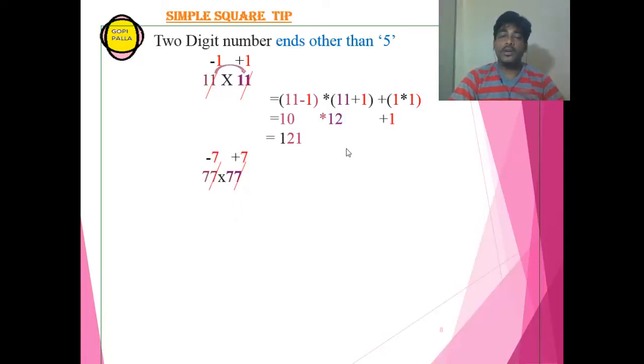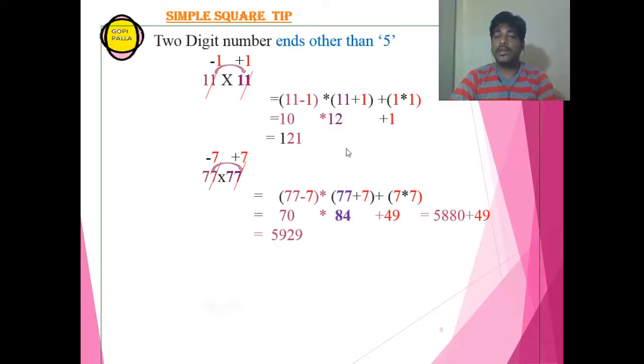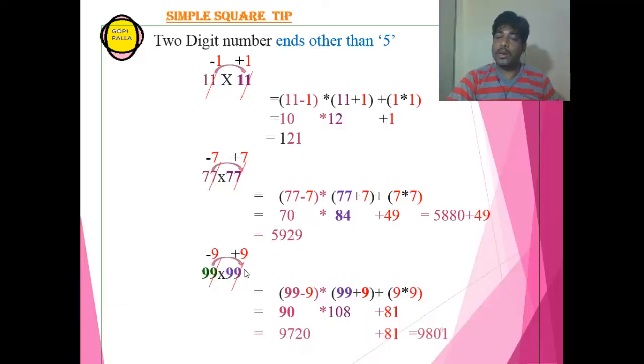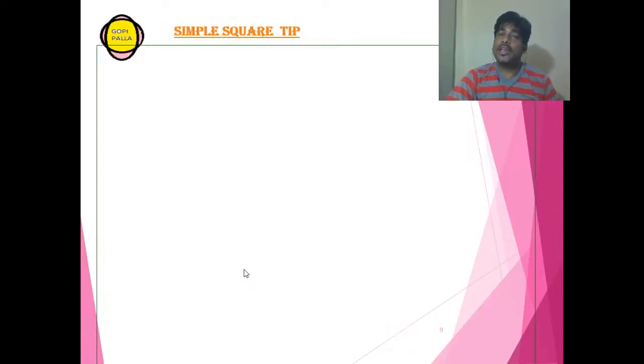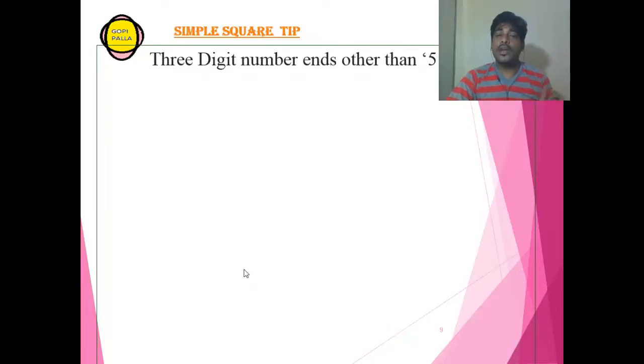Similarly 77 multiplied by 77. We have to make it near to 70. So 70 multiplied by 84 plus 49. So the answer is 5929. Similarly 99 by 99 is 90 multiplied by 108 plus 81, so 9801. Next is the 3-digit number ending with something other than 5. The number may be 1, 2, 3, 4, 6, 7, 8, or 9.